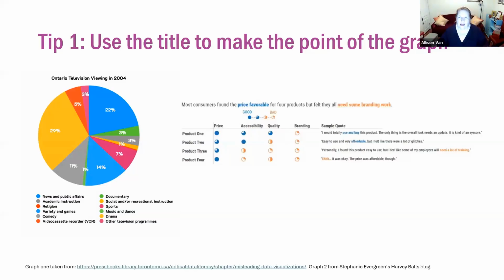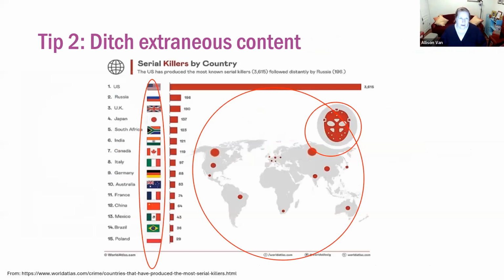So tip number 1, use the title to make the point of the graph. We've talked about that a lot. Here is what I recommend not doing. And here's an example again from Stephanie Evergreen of what works really well in terms of doing the work for them to tell them what is important to find in the graph.